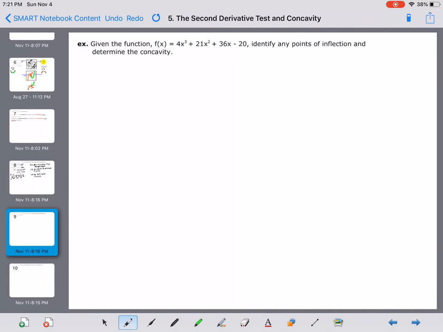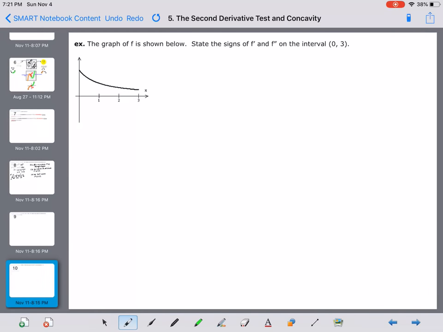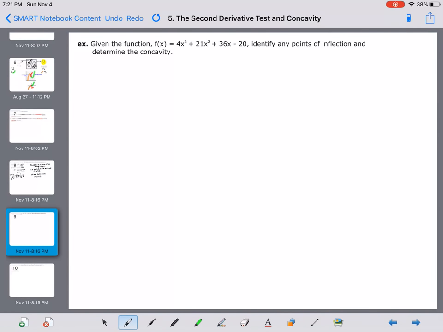Let's look at another one. Let me see how many more I got. 2 more. Okay. First thing I want to do is take my derivative. I get that. Second derivative, I get 24x plus 42, set it equal to 0, and start factoring.